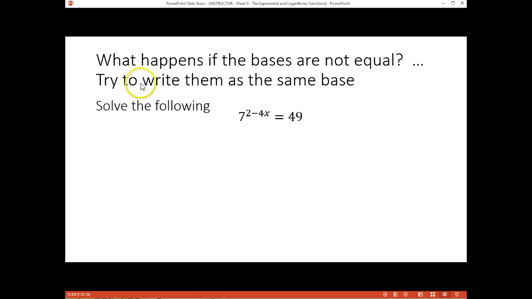What happens if the bases aren't equal? Well, one of the simple tricks is to try to write them as the same base. So I have another problem. 7 to the 2 minus 4x equals 49. One of the things that should occur to us is that we do know that 49 is 7 squared. So I can rewrite the right-hand side as 7 squared. Now I have the same base, and I can take the same approach I did before: I just take my exponents and set them equal. So 2 minus 4x is equal to 2. Clearly the 2's are going to cancel and you get negative 4x is 0, so x is 0 is my final solution.